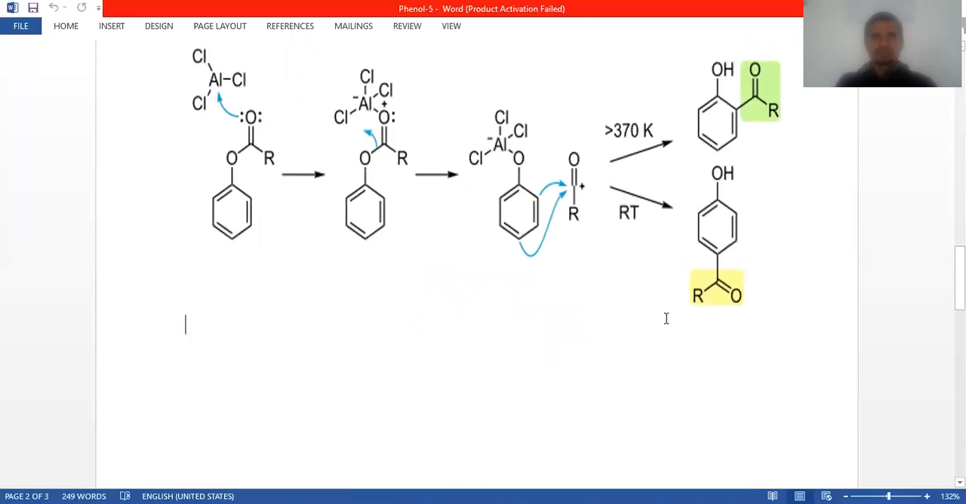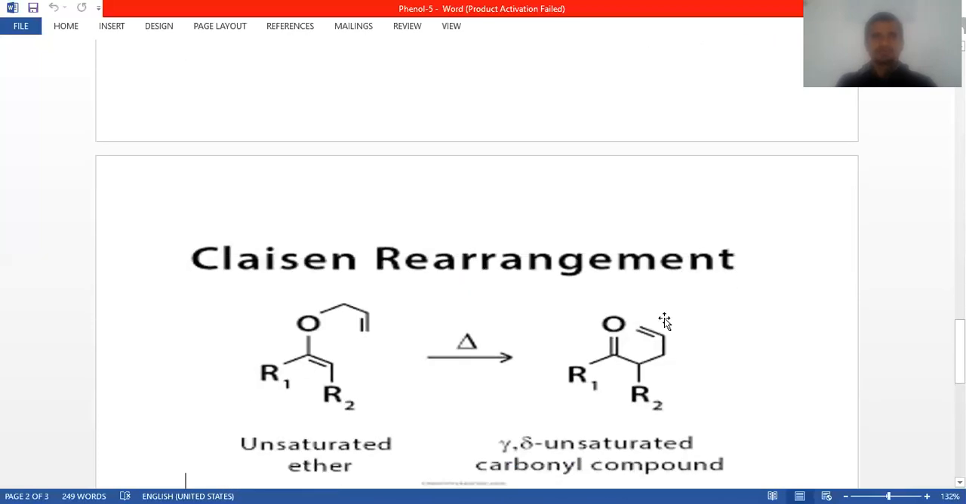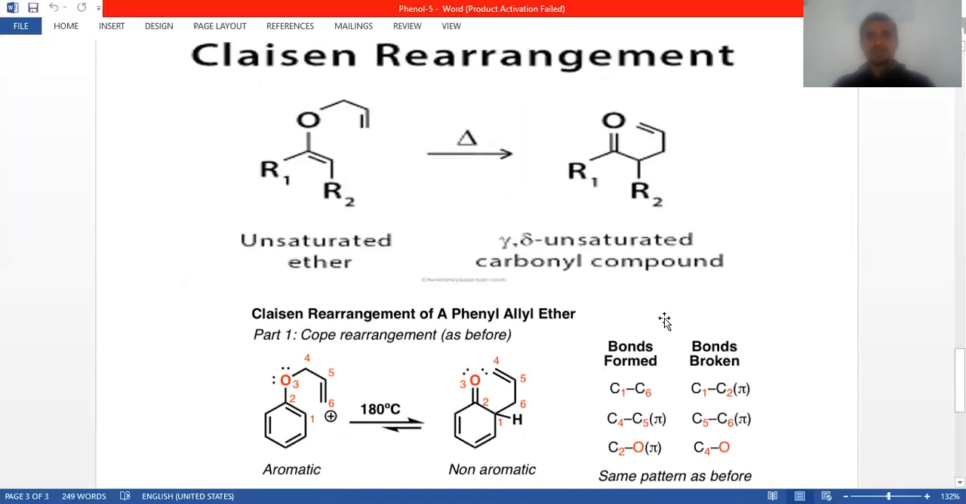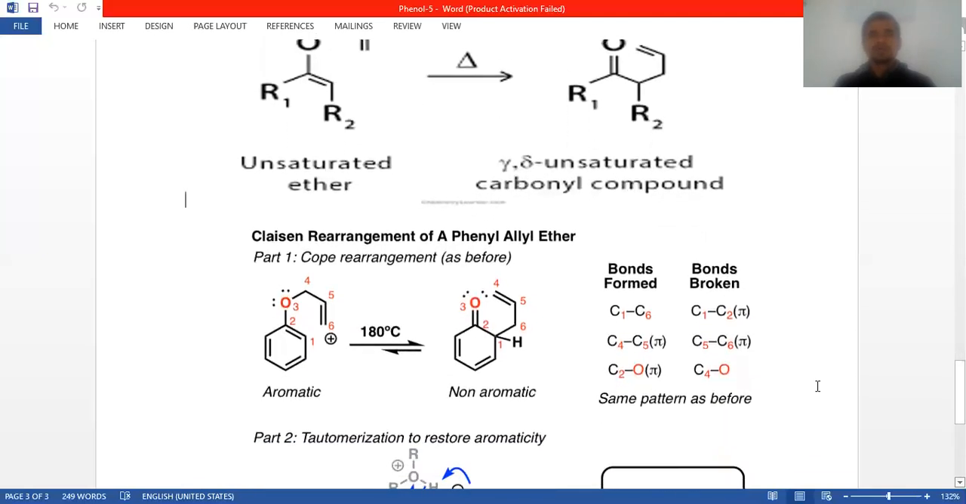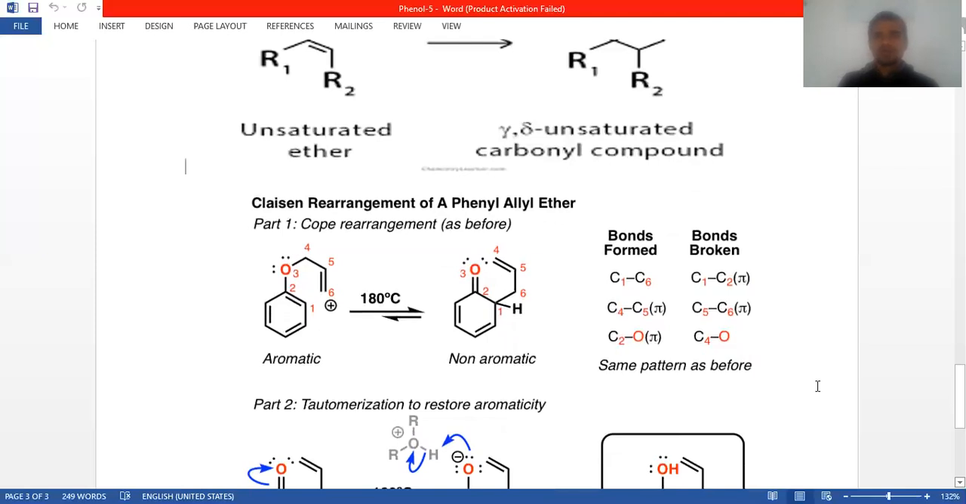So the next reaction is the Claisen rearrangement. So just see what is meant by this Claisen rearrangement. The Claisen rearrangement is of an unsaturated ether. On heating, there is formation of unsaturated carbonyl compounds. Here is the Claisen rearrangement of phenyl allyl ether. An example is given, that is the transformation of the group from carbon atom 1 to carbon atom 6, or carbon atom 4 to carbon atom 5, carbon atom 2 to carbon atom.